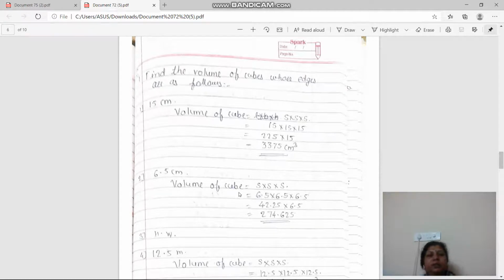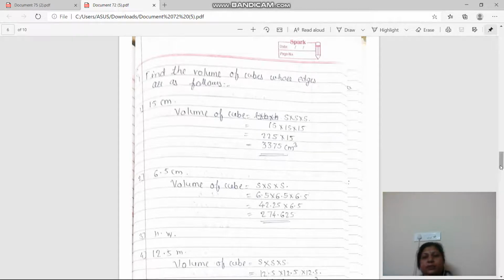Okay, then next, now the side is 6.5. So volume of cube is equal to side into side into side. So it is 6.5 multiplied by 6.5 multiplied by 6.5. It is 42.25 multiplied by 6.5. So it is 274.625. Okay, it is cubic centimeter, right?